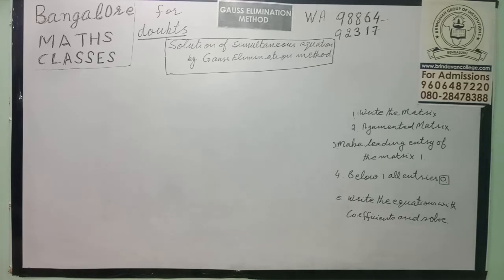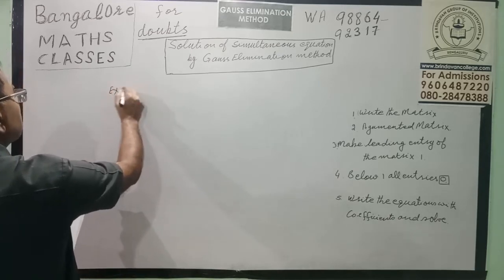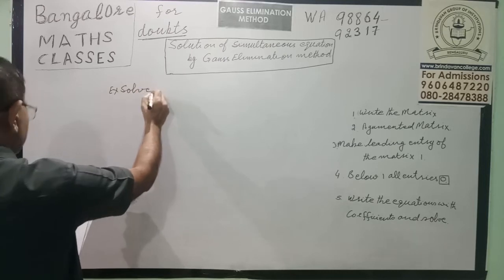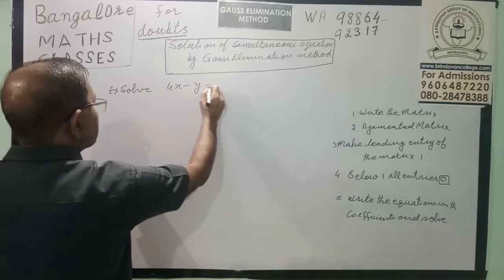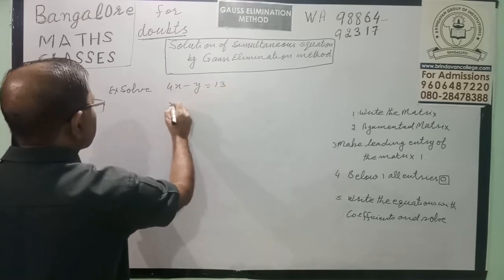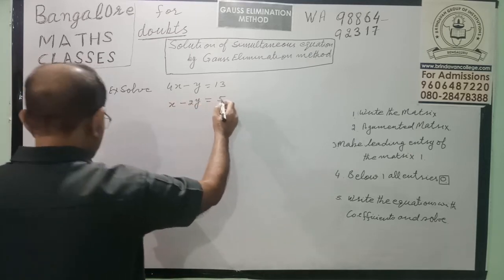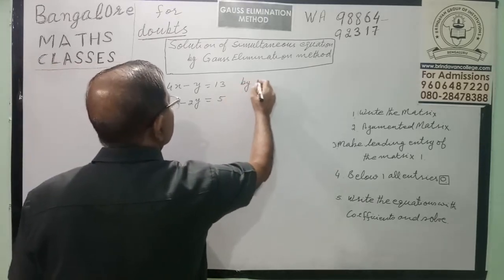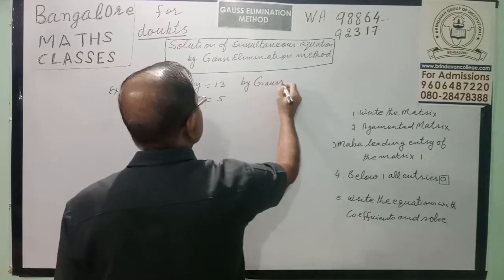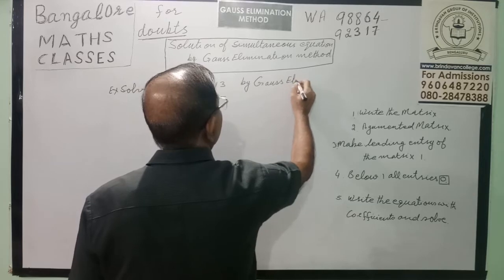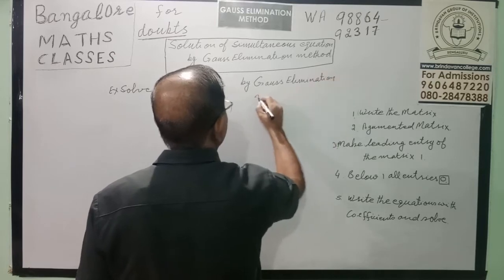I am going to solve one sum. Solve 4x minus y equals 13, x minus 2y equals 5 by Gauss elimination method.